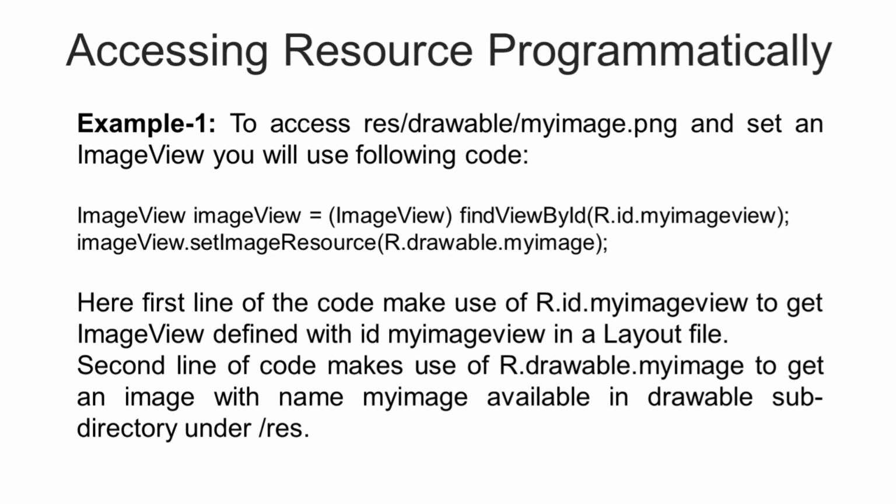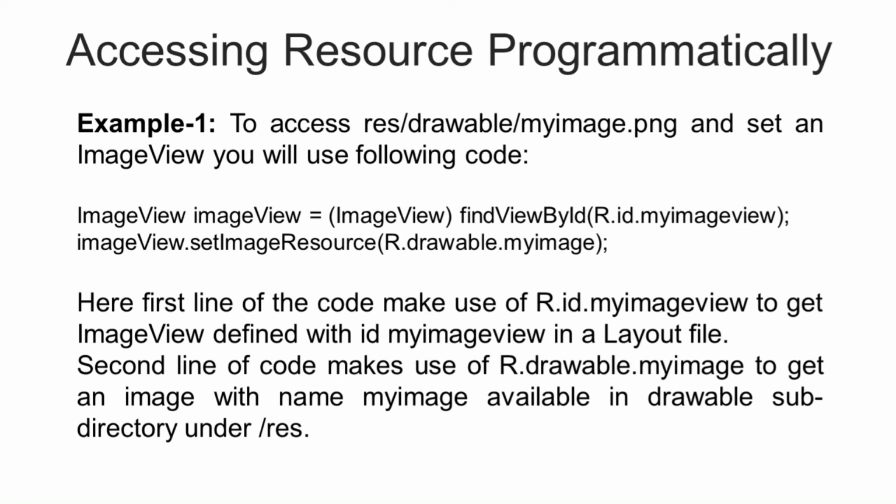So, we first refer to that image view with ID myimageview. We write findViewById to refer to that image view, and using the setImageResource method, which takes some ID of drawable as an argument. So, here I write R.drawable. Now, R is our generated class and drawable refers to the drawable directory and myimage refers to my image name. It should always be in lowercase.